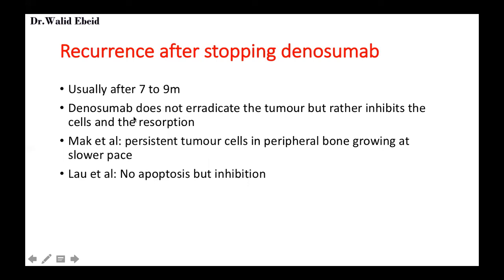Why does this happen? Because actually Denosumab does not kill the cells. It rather inhibits the cells and inhibits the bone resorption, but the cells are still there. Various reporters tried to explain why this happens. Mack et al. said that there are persistent tumor cells in the peripheral bone growing at a slower pace. Lau et al. say that there is no apoptosis, but rather inhibition of cells. But it's expected that after stoppage of Denosumab the tumor will recur after a while.